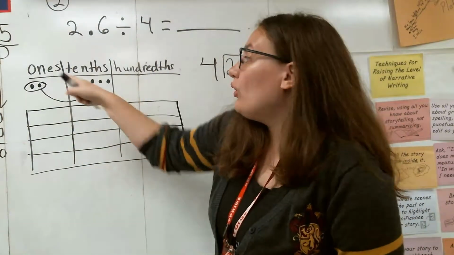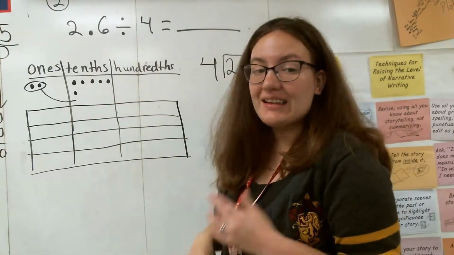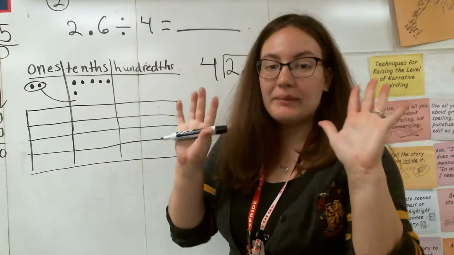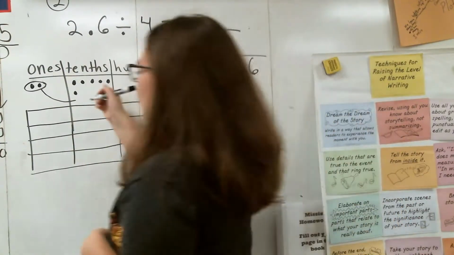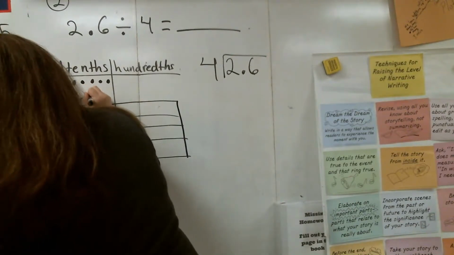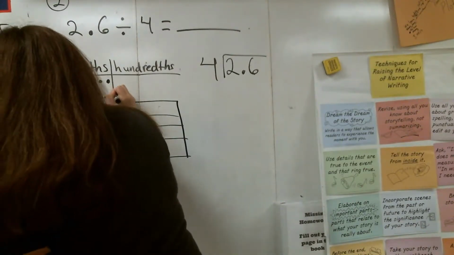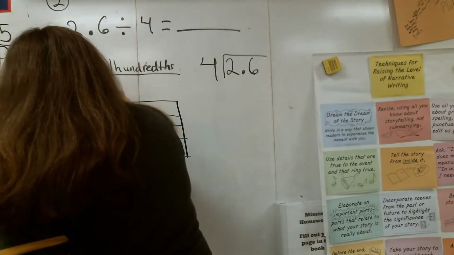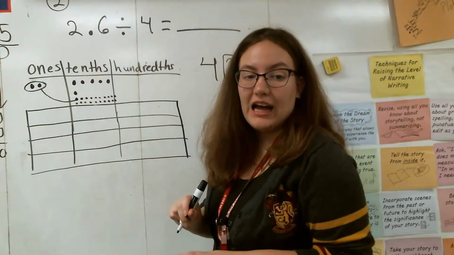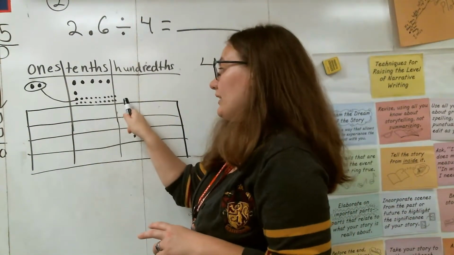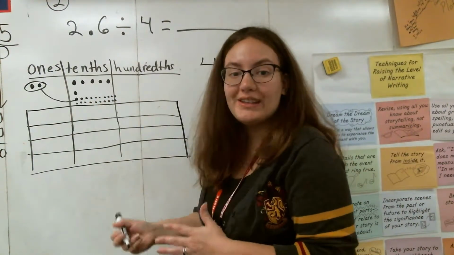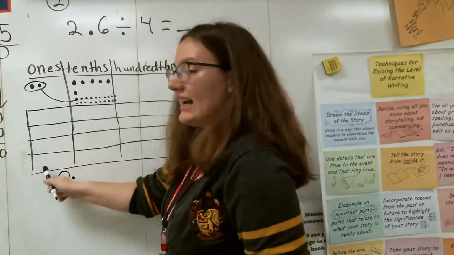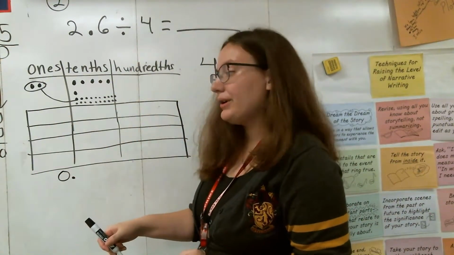And those 2 1s being made into tenths makes 20 tenths. Remember, 1 1 makes 10 tenths. So 2 1s make 20 tenths. So let's draw those 20 tenths. 1, 2, 3, 4, 5, 6, 7, 8, 9, and 10. Another 10. So right now what I have is 10, 20, and then 6 more tenths. So 26 tenths all together. I'm going to put a 0 right here, because I have 0 1s for my number.